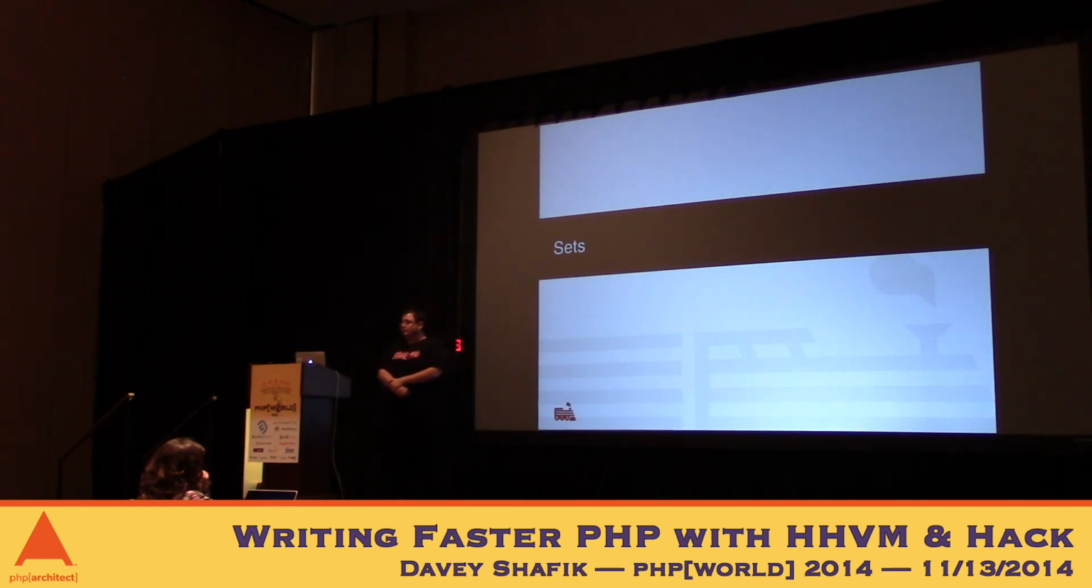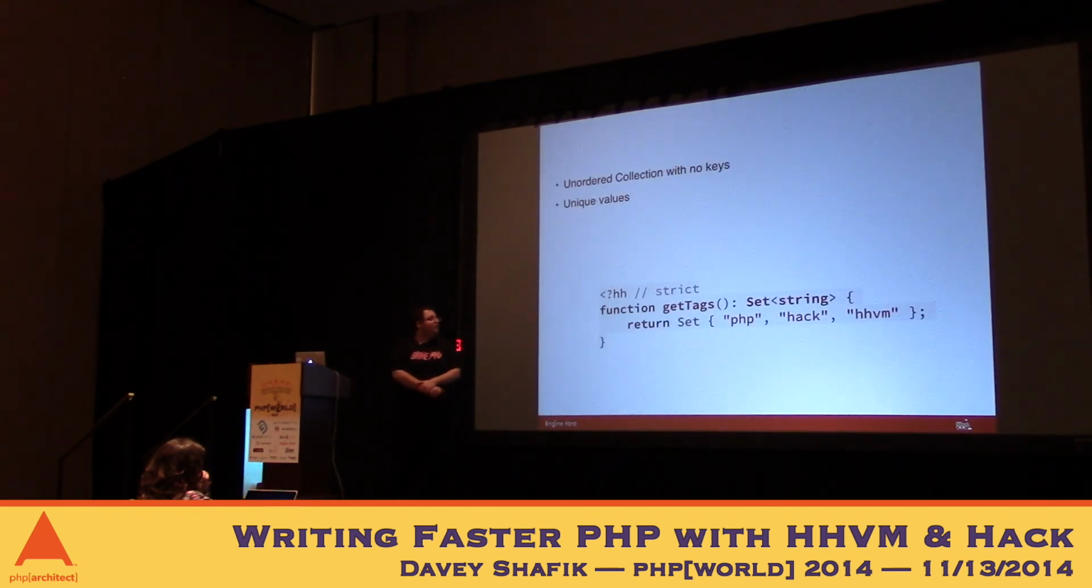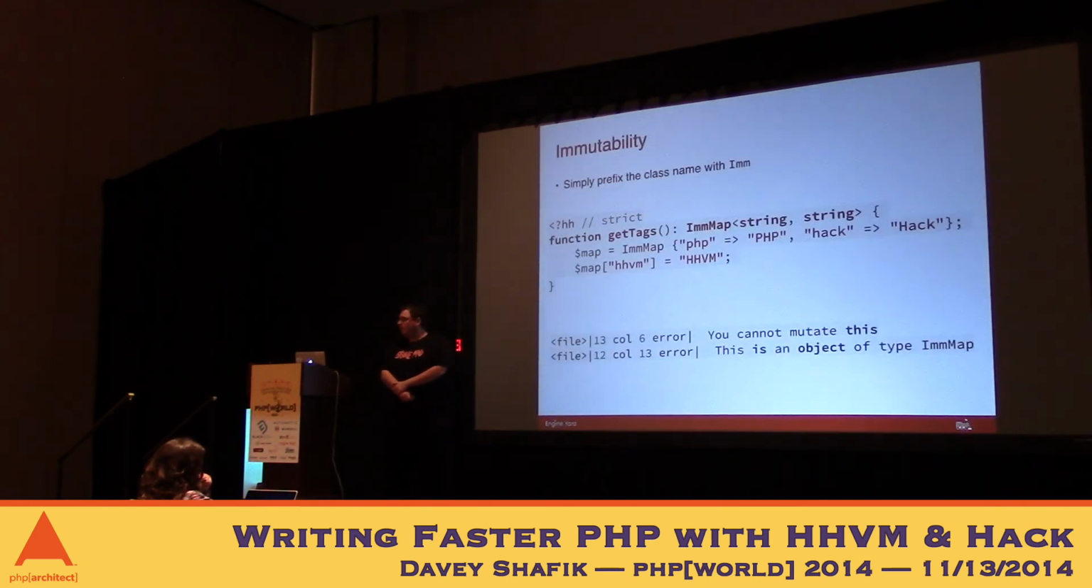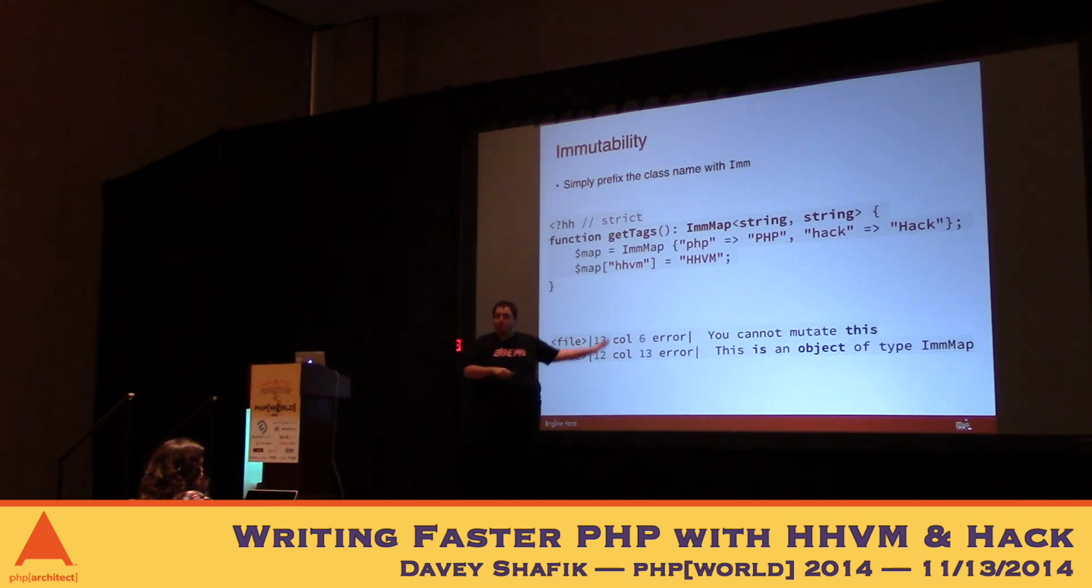Sets are unordered collections with no keys, and they must be unique values. So we return a set of tags, again literal syntax, it's pretty simple. For the immutable stuff, basically you just prefix the name of the class with IMM, standing for immutable. So in this example, we have an immap, and now we can no longer change it. If you try to do that, like I'm doing here, so map HHVM equals HHVM, it will give you this wonderful error from the static analyzer, which says you cannot mutate this. This is an object of type immap.